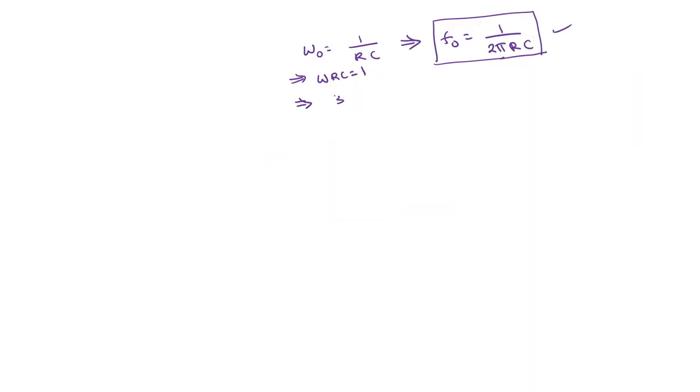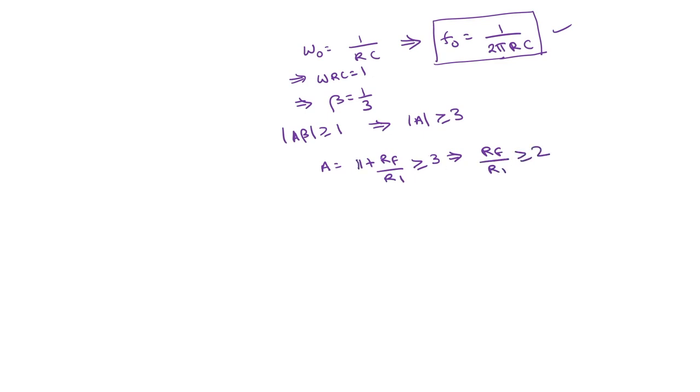So this implies beta is equal to 1 by 3. But we know that for sustained oscillation, modulus of A beta should be greater than or equal to 1. This implies modulus of A should be greater than or equal to 3. So what is A? A is equal to 1 plus Rf by R1, which should be greater than or equal to 3. This implies Rf by R1 should be greater than or equal to 2, that is 3 minus 1. This implies Rf should be greater than or equal to twice R1.